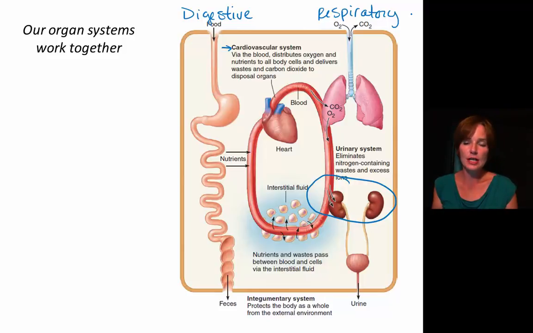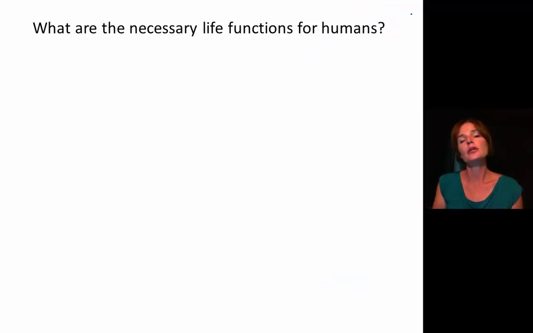There's a lot of different examples that could be used showing how the systems interact with each other. This is really just a beginning look at it. So we've got 11 organ systems. They are working together to run our body. Now, as far as what they ultimately have to do, they have to perform the necessary life functions for humans. There are certain things that we must do in order to survive.